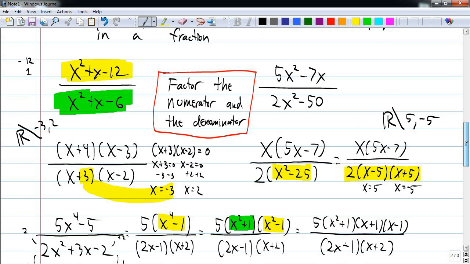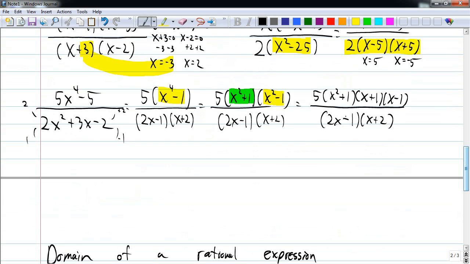Okay? Time is short, so what I want you to do is to look at this last one and tell me what the domain is. Write it on a half sheet of paper and turn it in to me when you walk in tomorrow.